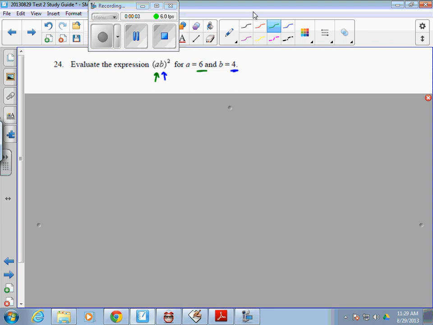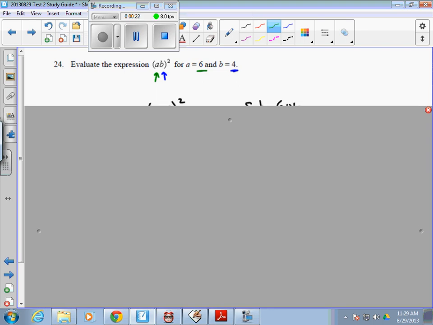This is Algebra 1, test number 2, again, through section 1.4, doing mental math. Picking up with part 2 of our study guide on number 24. It says evaluate the expression AB squared for A is 6 and B is 4. In place of A, we're going to plug in 6 or substitute 6. And in place of B, we're going to substitute 4.